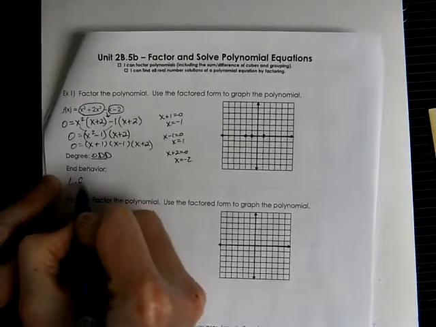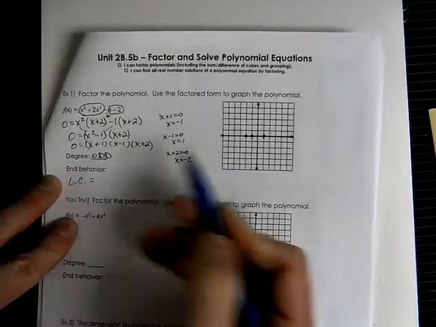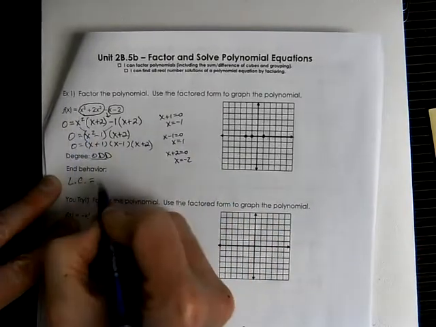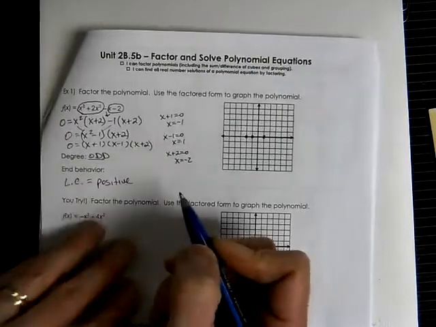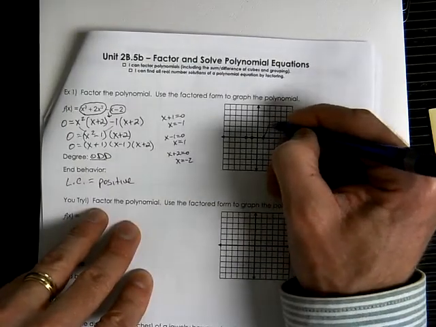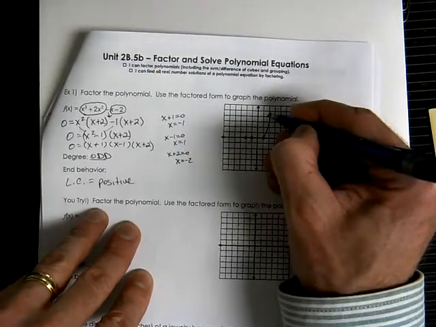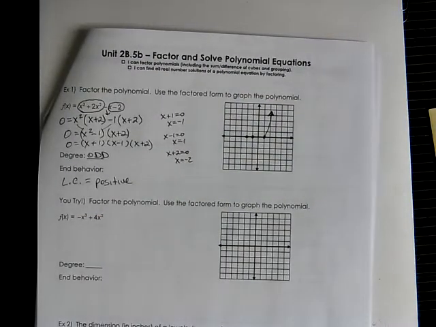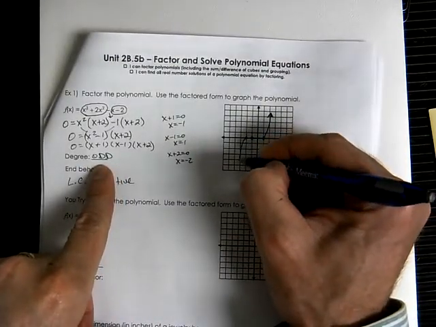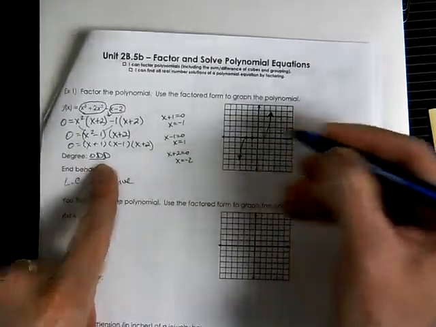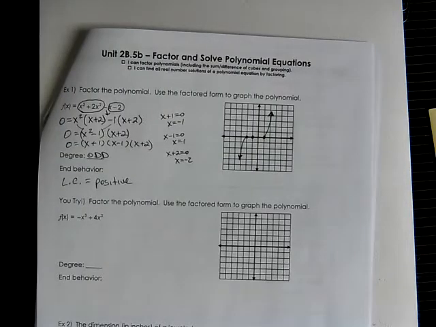Our leading coefficient, you look at the leading coefficient, this is positive. When it's positive, that means it's going to head in a positive direction to the right. As x gets bigger, the graph is going to go to the right. If it's odd, that means it's going to drop to the left. It's going to go in the opposite direction. Now the question is, what happens in between?